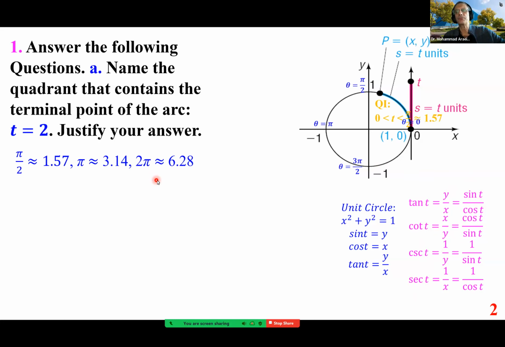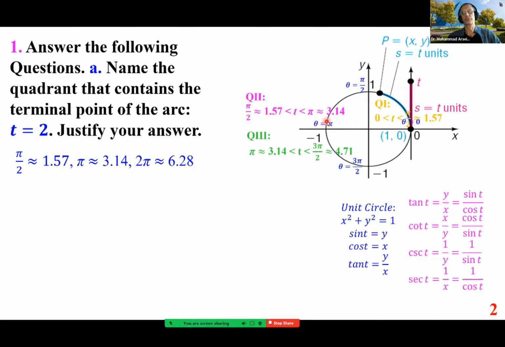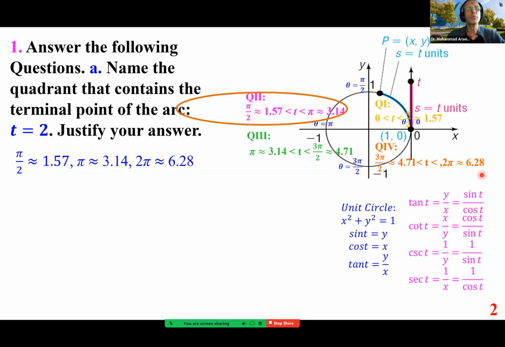So with that being the case, in the first quadrant, t is between 0 and 1.57. 1.57 corresponds to pi over 2. The second quadrant is between 1.57 and 3.14. Third quadrant between 3.14 and 4.71. This one is between these two numbers, and therefore this must be the answer, because 2 is between these two numbers. So the answer is quadrant 2.